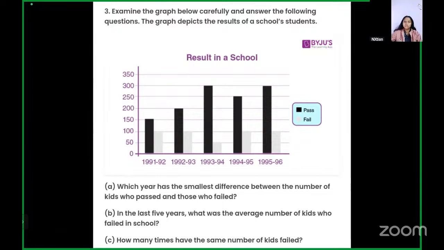This is not a simple bar graph. This is a dual bar chart, where we have two quantities on the same bar graph. But can you just analyze the questions and tell me?